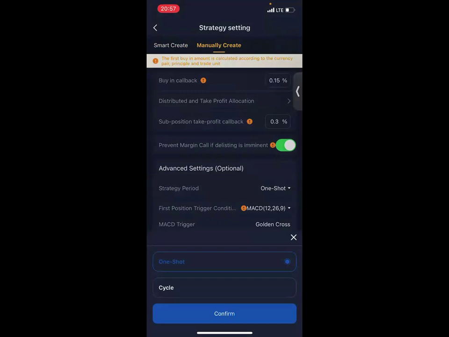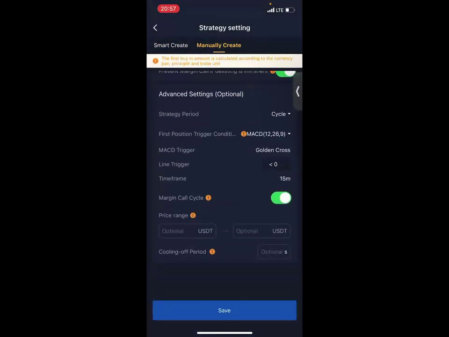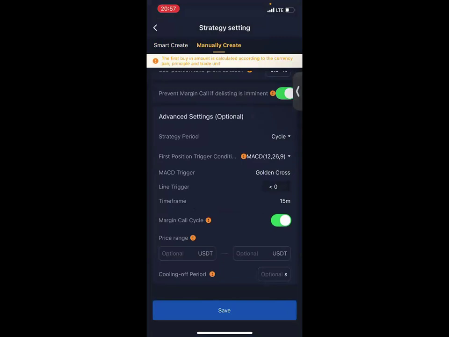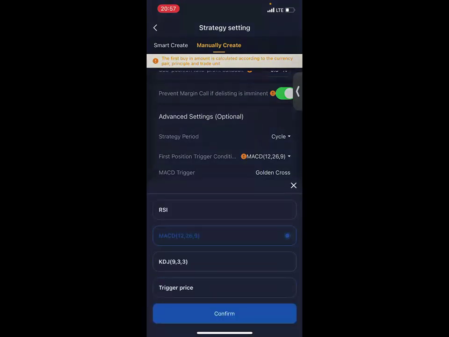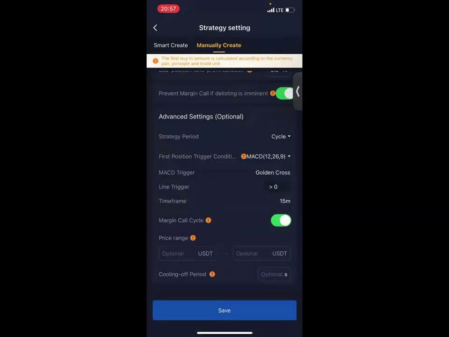You can switch it and put it to cycle, and then you create like this, and then you see your first position trigger condition, which is the MACD, and then you have your MA, your 12-day moving average, and then you have your 9 days, and then you have your 26. So then you click on it, and then it shows you here the MACD, and then you confirm, and then the line trigger, you want to pick the lesser than. There is the lesser than, and there is the greater than.